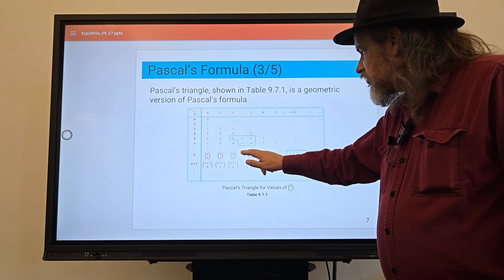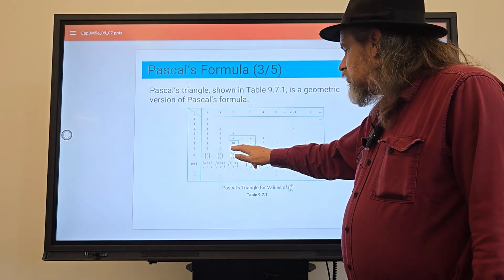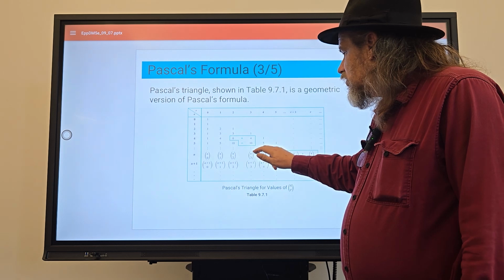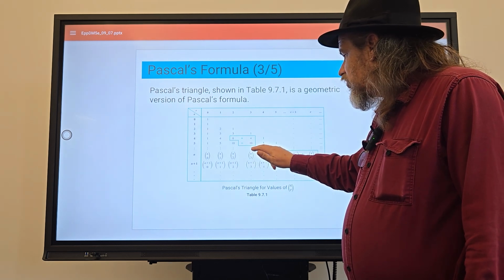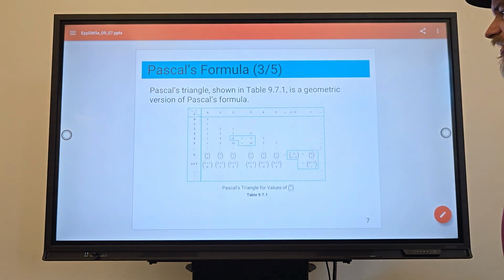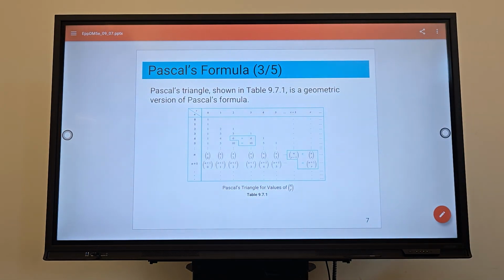Likewise, if you were to calculate 6, it would be 10 plus 5. 6 choose 3 would be 10 plus 10, or 20. So that's how the numbers are related on the triangle.